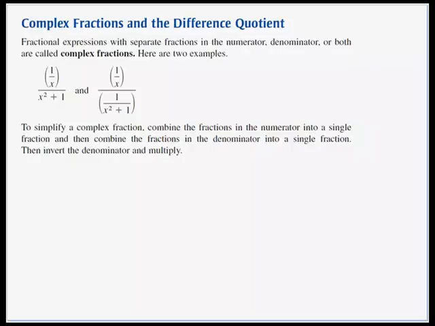And now we have complex fractions and the difference quotient. Complex fractions are fractions within fractions. So here we have a fraction line. The denominator is just a polynomial, but the numerator is another fraction, a fraction within a fraction. And here's even more complex. Our numerator is one fraction, and then we have our divider line, and then our denominator is a completely different fraction. So to simplify a complex fraction, combine the fractions in the numerator into a single fraction, and then combine the fractions in the denominator into a single fraction, then invert and multiply.